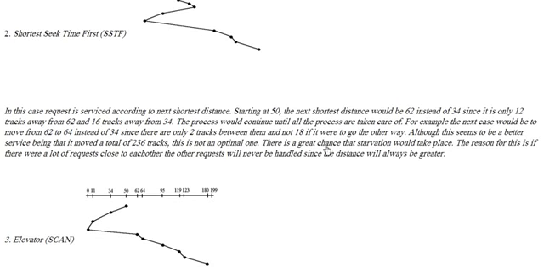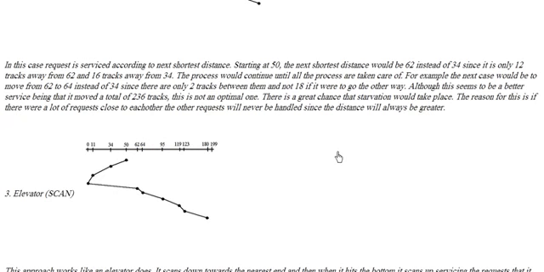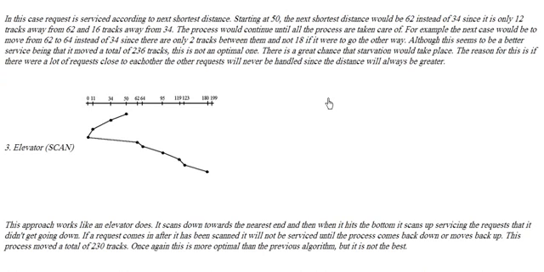So starting from 50, the next shortest distance would be 62 instead of 34, since it's only 12 tracks away from 62 and 16 tracks away from 34, so we take the shortest. The process would continue until all the requests are taken care of. For example, the next case would be a move from there; we consider all these cases step by step.